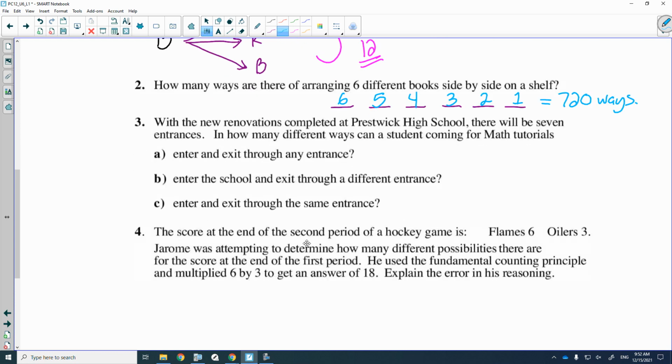Okay, number three. There's a high school that has seven entrances. So imagine our high school and there's seven different doors to come into the high school. That means there's seven doors to leave the high school. It said, let's say you're just coming in for math class. In how many different ways can a student coming for math enter and exit through any entrance?